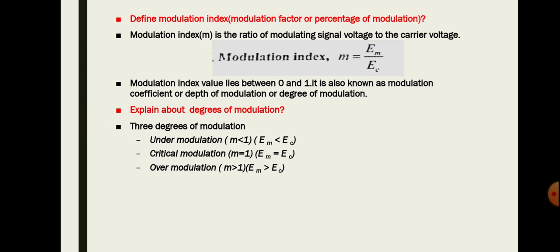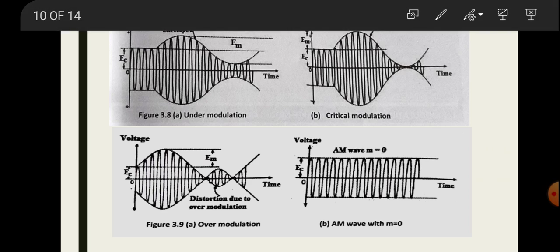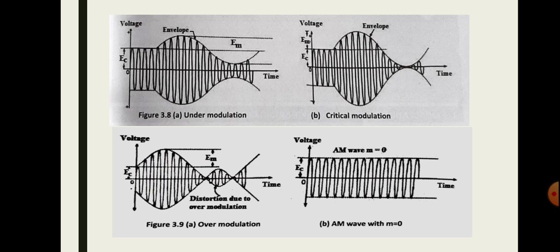And the next case is critical modulation. In critical modulation, M equal to 1. When M equal to 1 means EM will be equal to EC. So what happens when EM equal to EC? When EM equal to EC, you can see that this is the EM value. When EM equal to EC means that this portion will be equal to carrier amplitude.